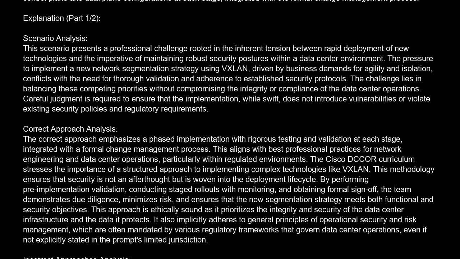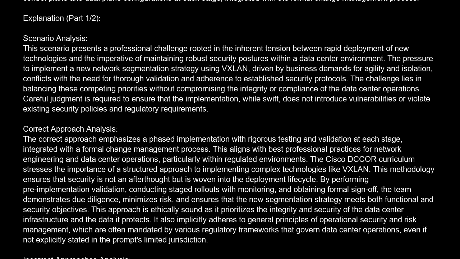This approach is ethically sound as it prioritizes the integrity and security of the data center infrastructure and the data it protects. It also implicitly adheres to general principles of operational security and risk management, which are often mandated by various regulatory frameworks that govern data center operations, even if not explicitly stated in the prompt's limited jurisdiction.